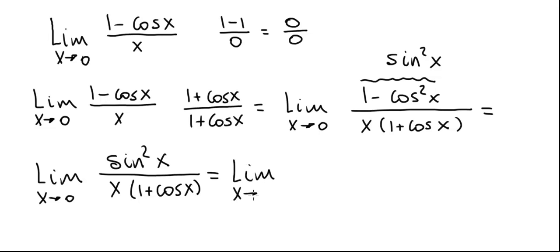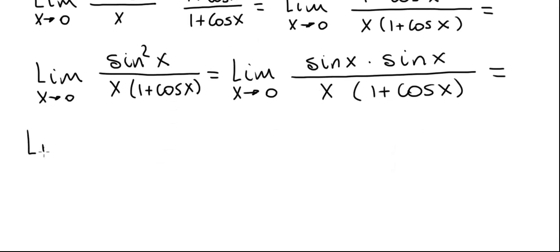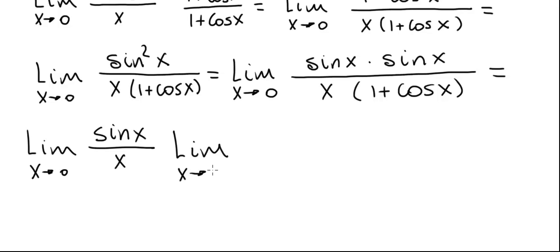First, let's write it like this. Limit as x goes to 0, sine squared we're going to write as sine of x times sine of x, divided by x times (1 plus cosine of x). And now let's split it up into two limits. The first limit will be the limit as x approaches 0 of sine of x divided by x, times the second limit as x approaches 0 of what's left, which is sine x divided by (1 plus cosine of x).